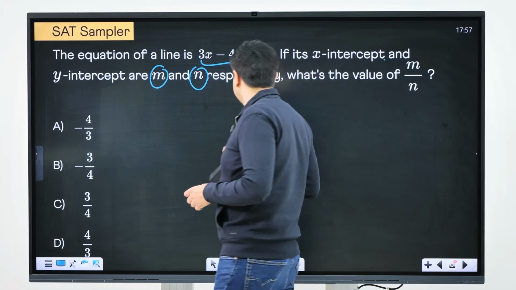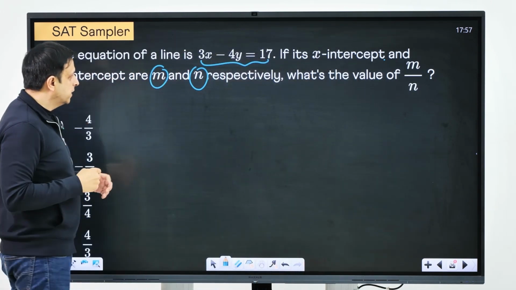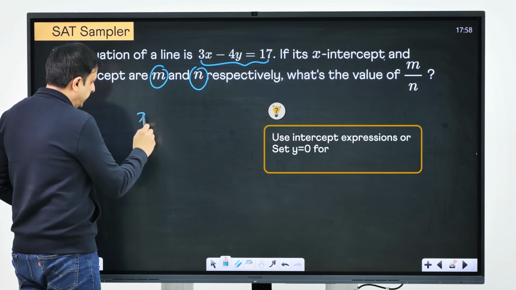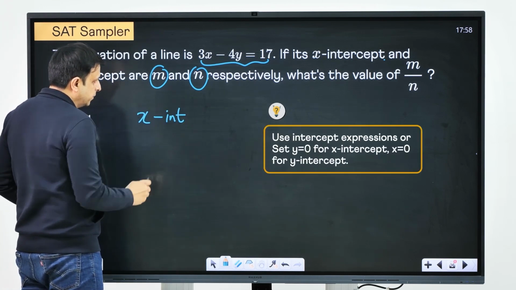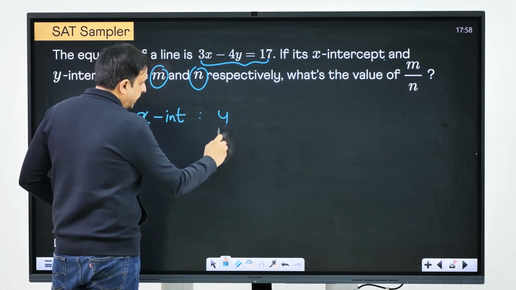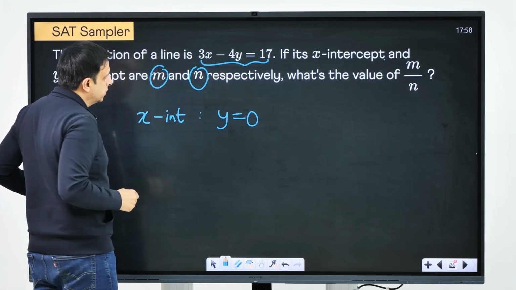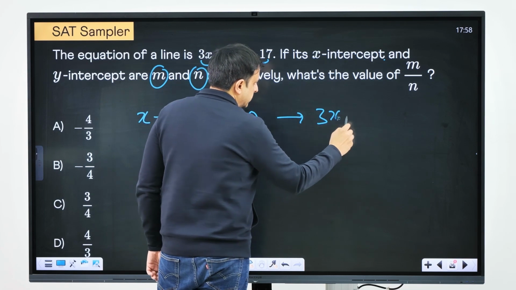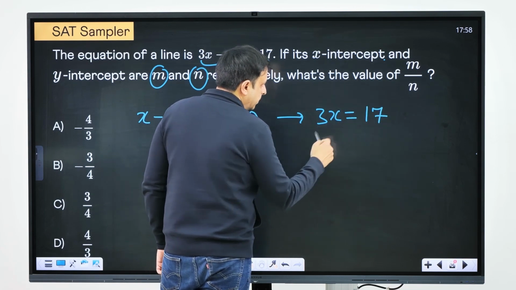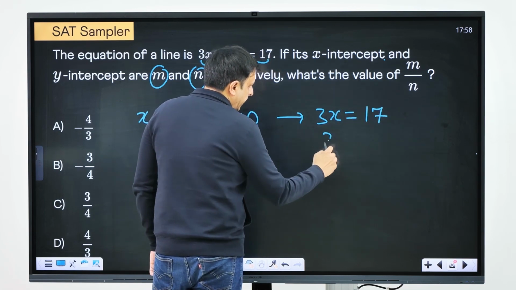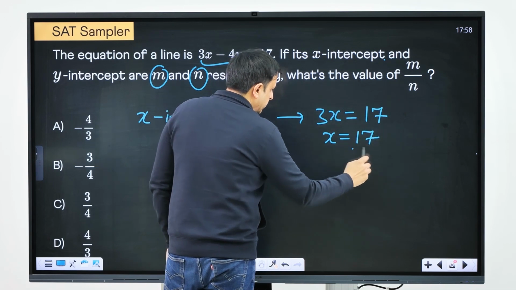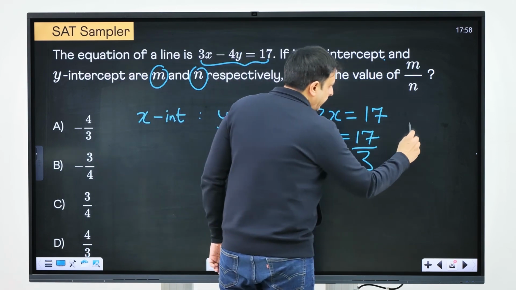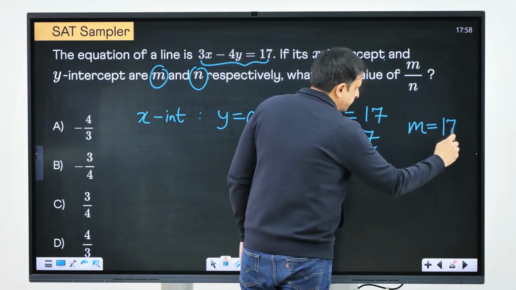So the equation is 3x minus 4y is 17. First we will find the x-intercept, which is m. To do that, we will substitute y equal to 0 into the equation. So we will get 3x is equal to 17. Divide both sides by 3. You get x is equal to 17 over 3. So that's the x-intercept, which is m. Therefore the value of m is 17 over 3.